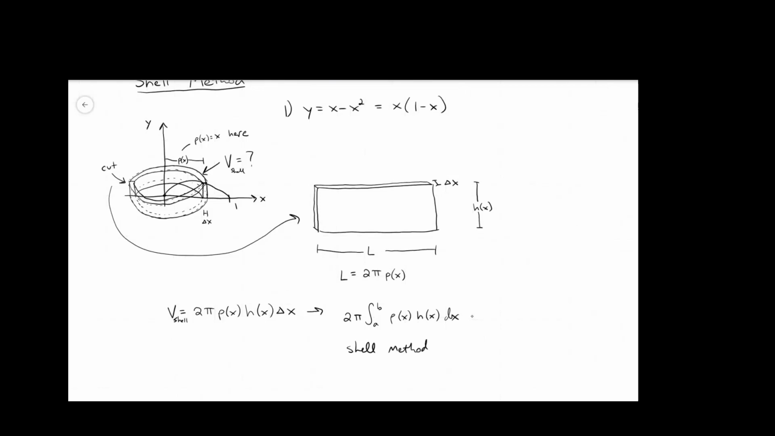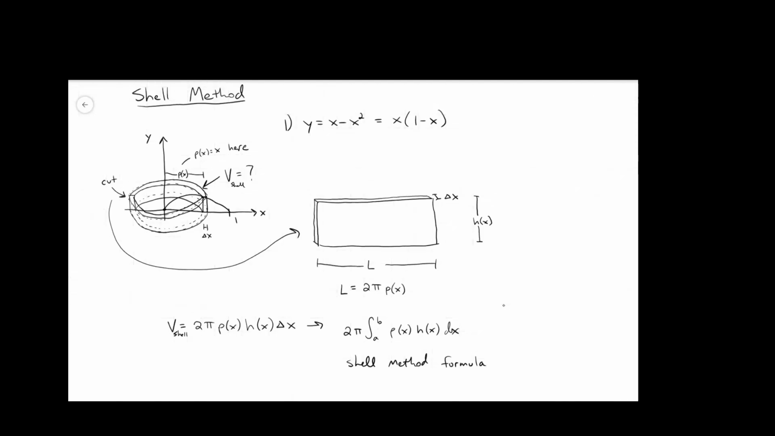And so really the goal on these shell method problems, and also on the other ones, is you want to just identify what are the pieces that you need to plug into that formula. Well, in this case, what do we need? We need p of x and we need h of x. And for the other ones, the disk method and the washer method, what were we trying to find? We were trying to find r of x, right? And sometimes if it was the washer method, big R of x, and also small r of x. So here we need to find both p of x and h of x.